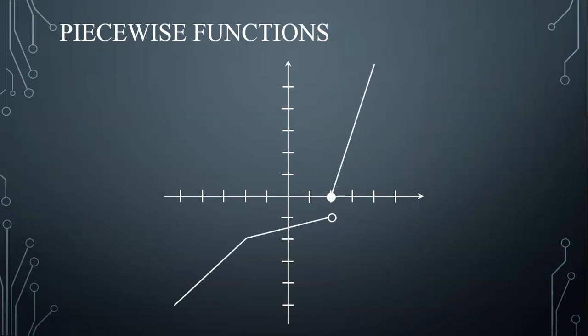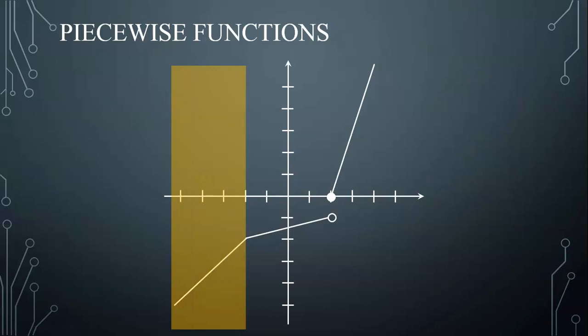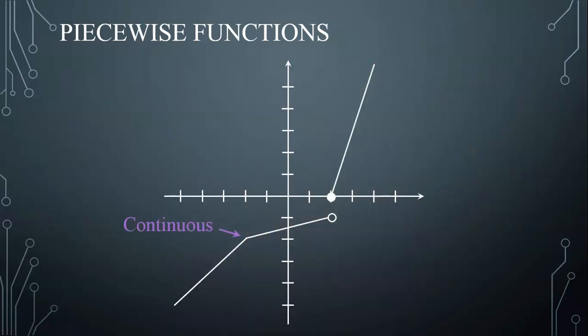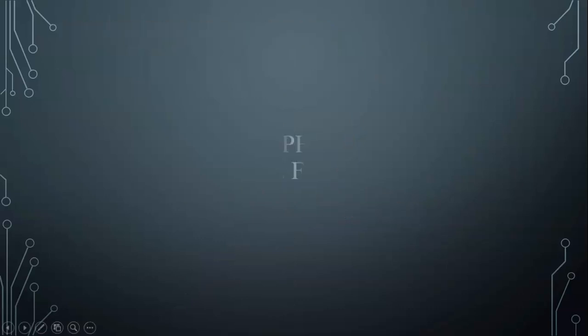And piecewise functions could be formed by parts of more than two functions. For example, this function is formed by parts of three different functions. And at the points connecting different parts, the function could be continuous or it could be discontinuous.